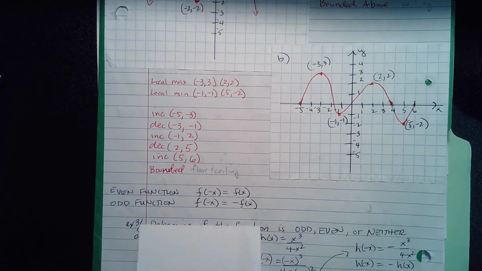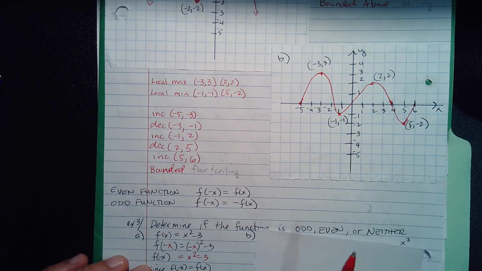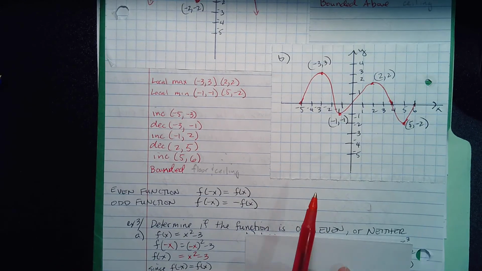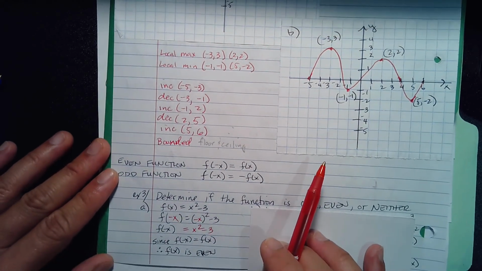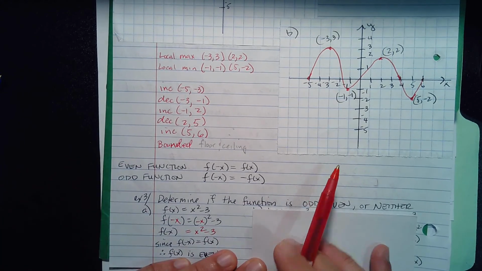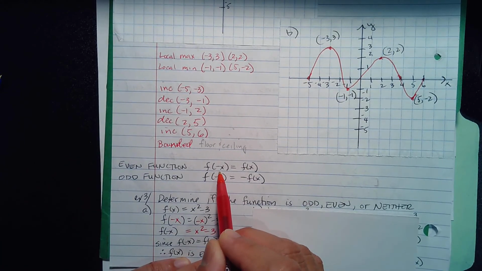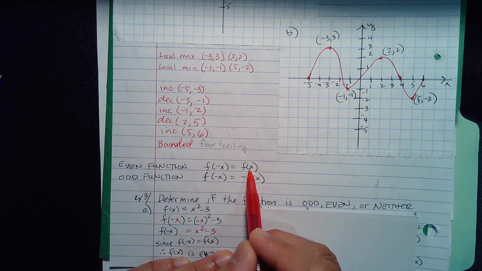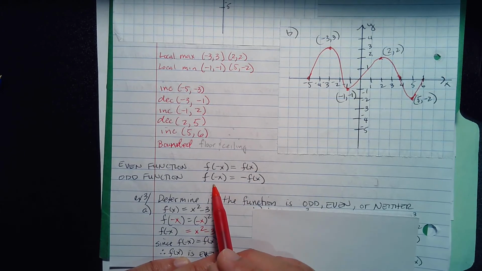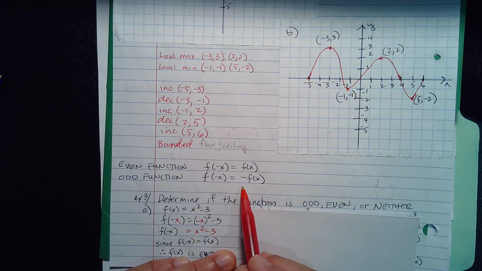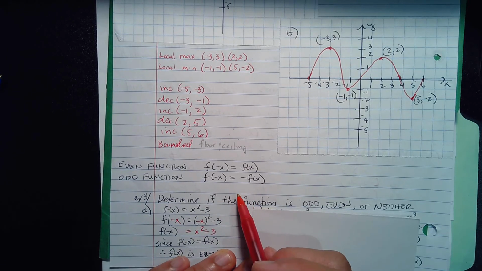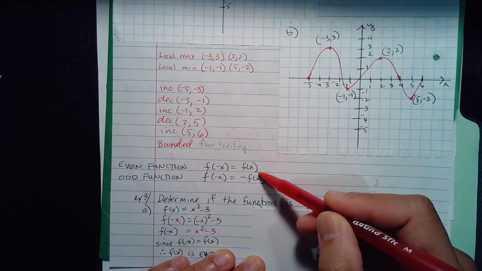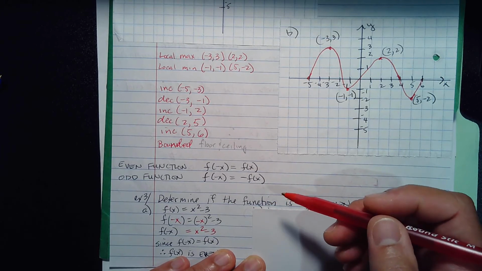Next topic, we're going to talk about even and odd functions. To determine whether a function is even or odd, you're going to substitute negative x wherever you see an x. When you substitute negative x wherever you see an x in the function, if you get the exact same function, it's even. When you substitute negative x for x and you get the exact opposite, it's an odd function. If neither of these two occur, then it's neither.